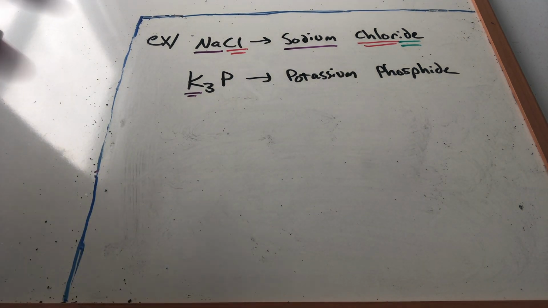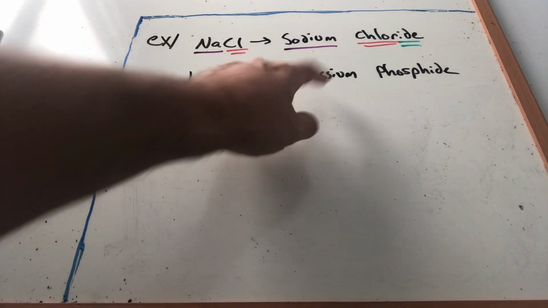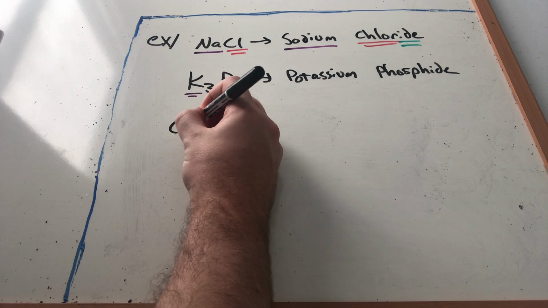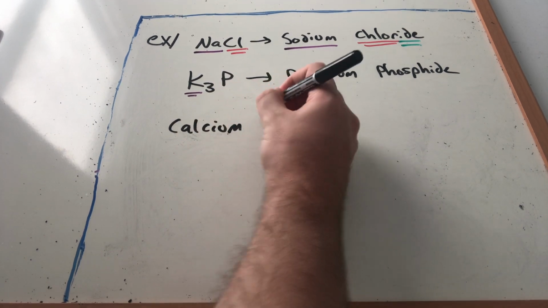It's important to know how to go from a formula to a name, but what about going from a name to a formula? It's a bit harder. What we have to do is look at the periodic table and do that charge balancing that I just mentioned. What about calcium bromide?